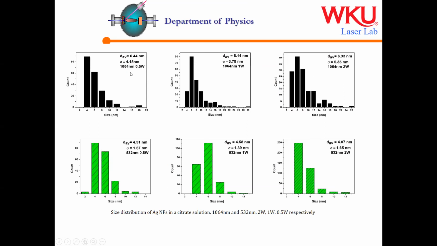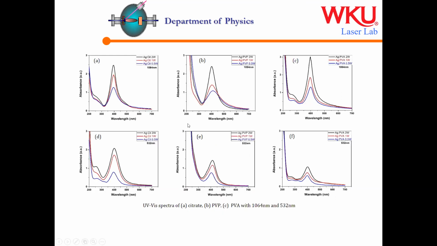And then as you can see, within this range, the size of the silver nanoparticles didn't really change a lot. It was around 6 nanometers. When we use 532 nanometer, our size decreased to about 4.5 nanometers, which is good, by the way. I mean, this is a reproducible result. We are quite happy with this, the stability of the size.